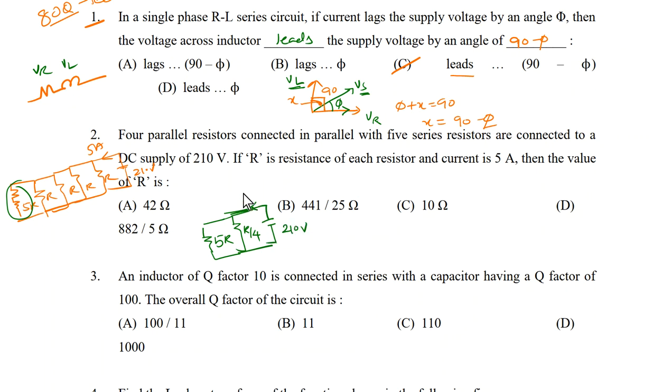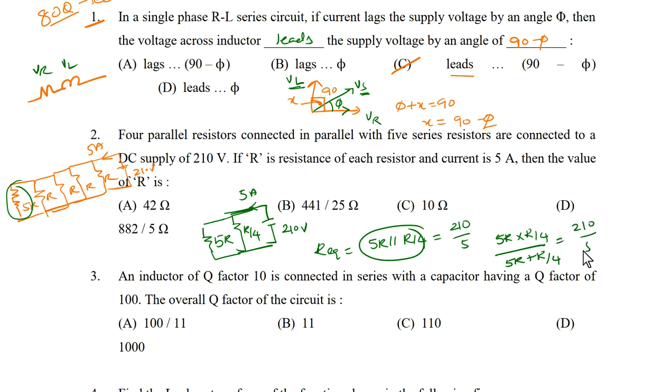These two are equal, and there is a supply of 210 volts, and the current will be 5 amperes here. Now, what is R equivalent? R equivalent is 5R in parallel with R by 4. R equivalent will be 210 by 5. Since these two are parallel, we can write R1 R2 by R1 plus R2, which is equal to 210 by 5. Solve this equation and you'll get the answer as 882 divided by 5 ohms. So the answer will be D. 882 divided by 5 is the answer for this question.